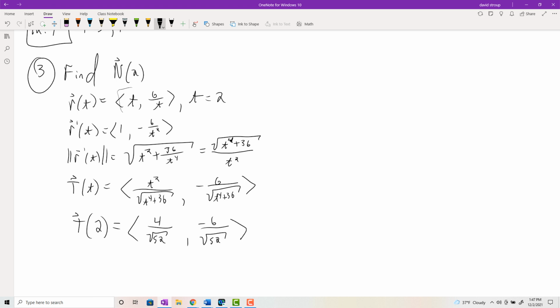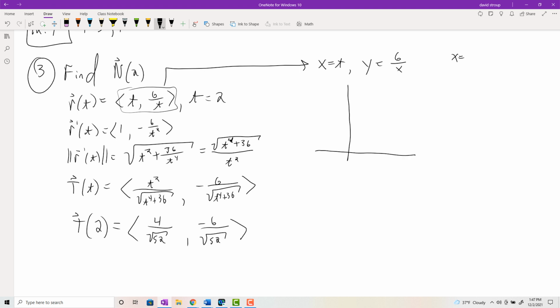So if I take this thing and get rid of the parameter, I'll have x is t, so therefore y is 6 over t, which is now x, so 6 over x. When t is 2, I'm looking at the point 2 comma 3. Okay, so 1, 2, 1, 2, 3. It's right here. This graph is like this. Okay, it's a rational function with an asymptote at x equals 0 and at y equals 0.